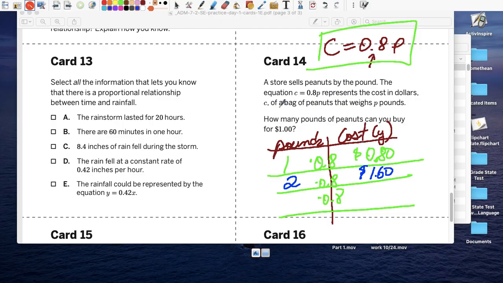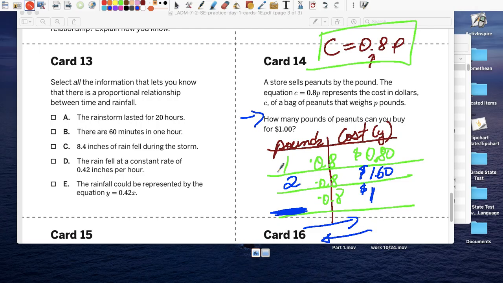Now the question here says, how many pounds did you buy if you paid $1? Well, let's put $1 here, right? So the weight of this bag of peanuts times 0.8 ended up being $1, and that's how much you paid at the register. So what was that number? Well, we can see that going this way, we multiply by 0.8. So reversing that, we're going to divide by 0.8.